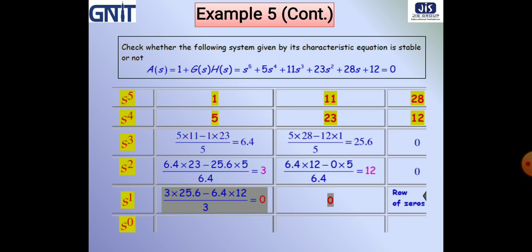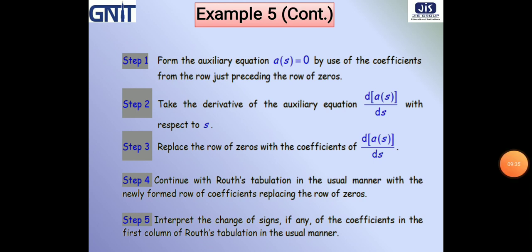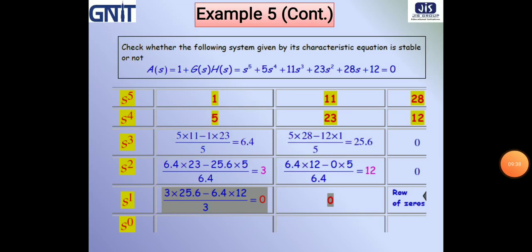Next you have to write s to the power 4, and the coefficient of s to the power 4 in the given problem is 5, that's why 5 is here. Then you have to put the coefficients of s square and s to the power 0. The coefficient of s square is 23, that's why 23 is here. And next the coefficient of s to the power 0 is 12, so 12 is here.